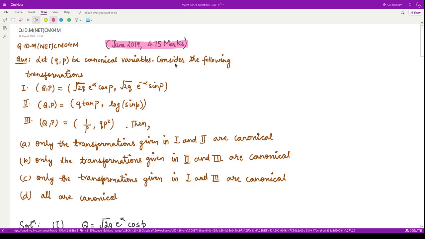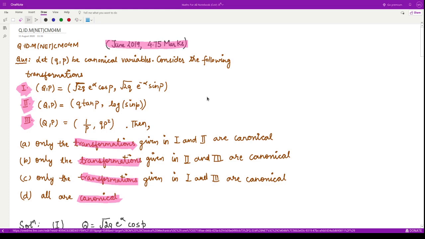Then they are saying, consider the following transformations, and these three transformations are given to you in canonical variables. So you are to tell out of these three, which of these are canonical transformations, right? So this is what we need to tell in this question. So in order to start solving this question, what can we do?